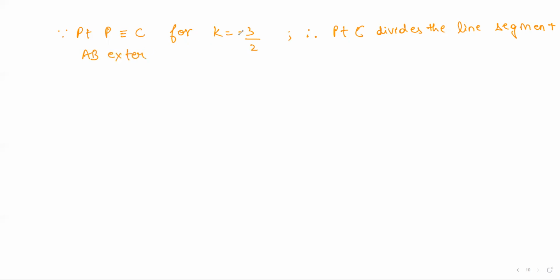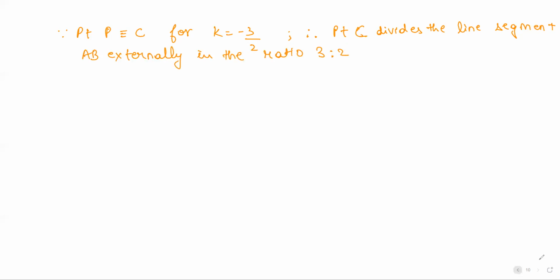You can write these as: since point P is equivalent to point C for k is equal to minus 3 by 2, therefore point C coincides with P. Point C divides the line segment AB externally because of the negative sign in the ratio 3:2. So C is dividing AB in the ratio 3:2, that is C is at a distance of 3x from A and 2x from B.